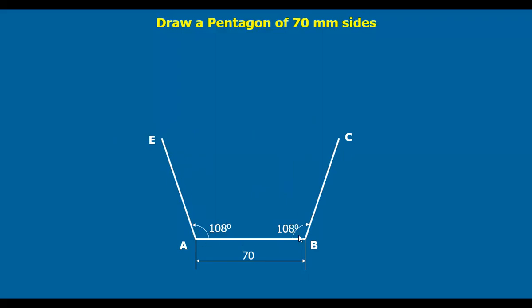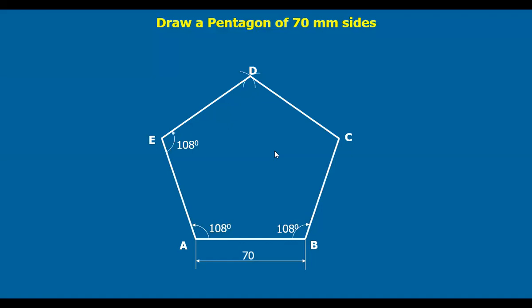take 70 mm as radius with your compass. With E and C as centers, and the 70 mm radius, draw arcs. These two will intersect here at a point D. Join this point D with C and E. That gives you the required pentagon of 70 mm sides. So this is another way of drawing it.